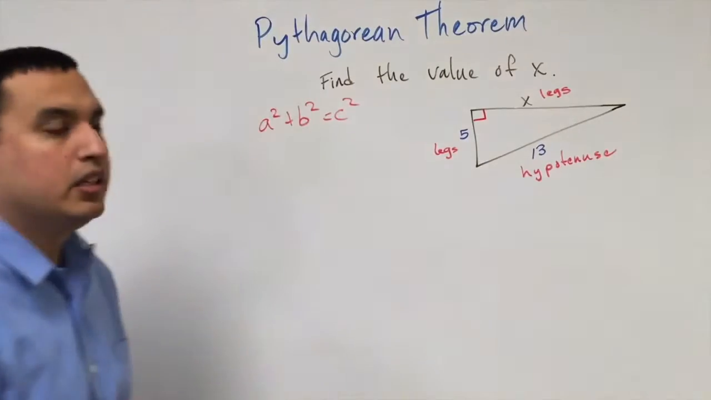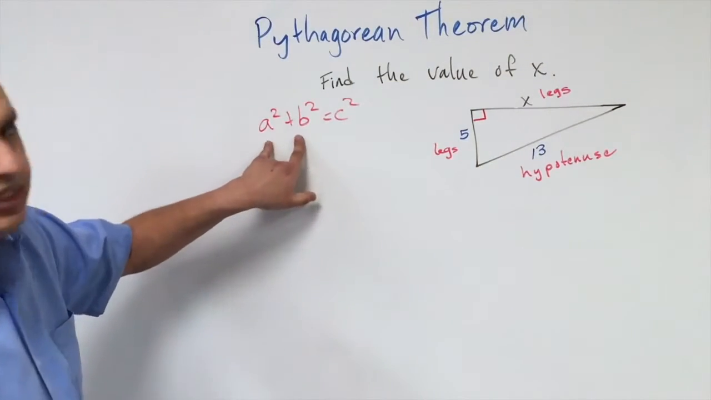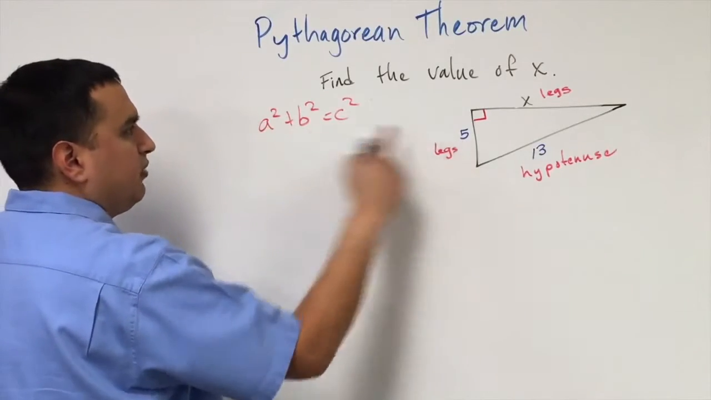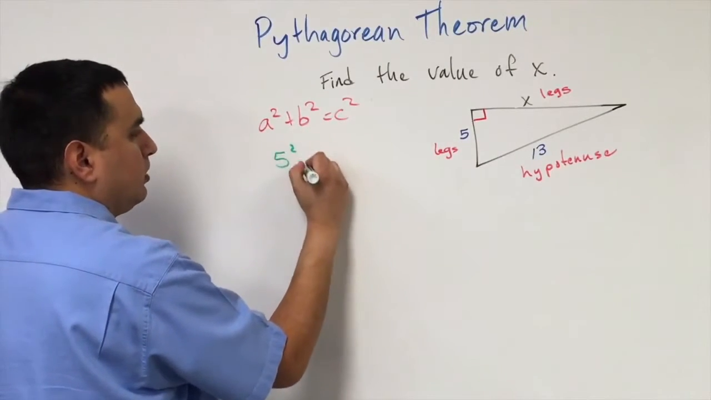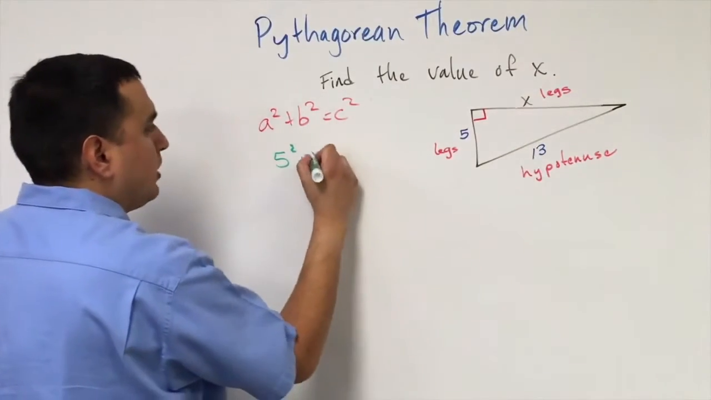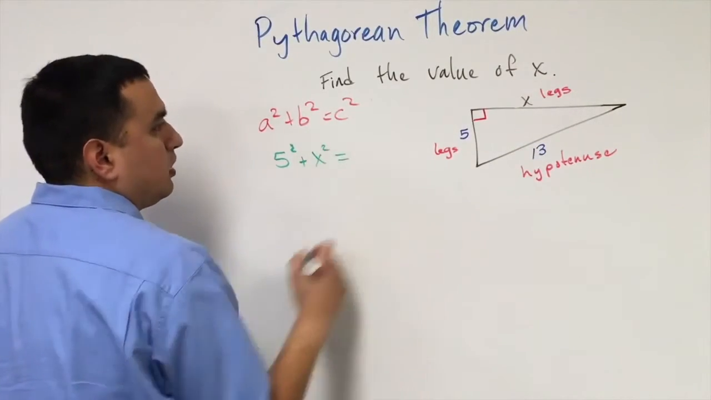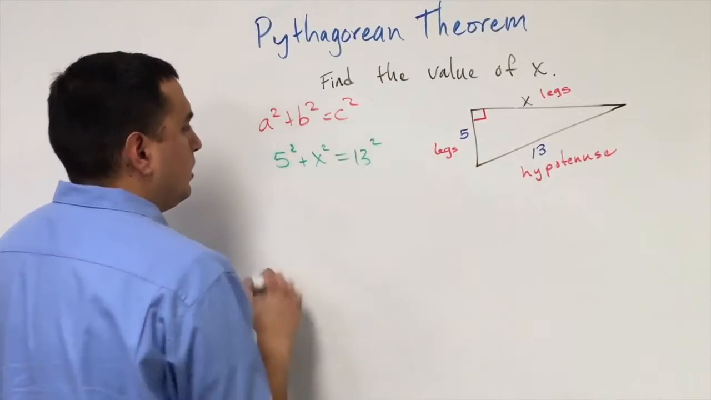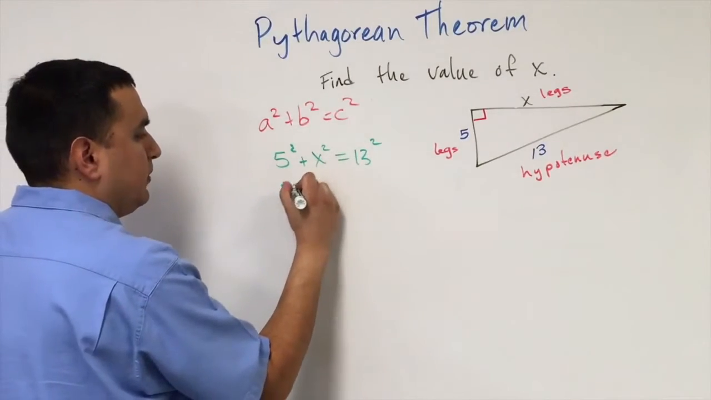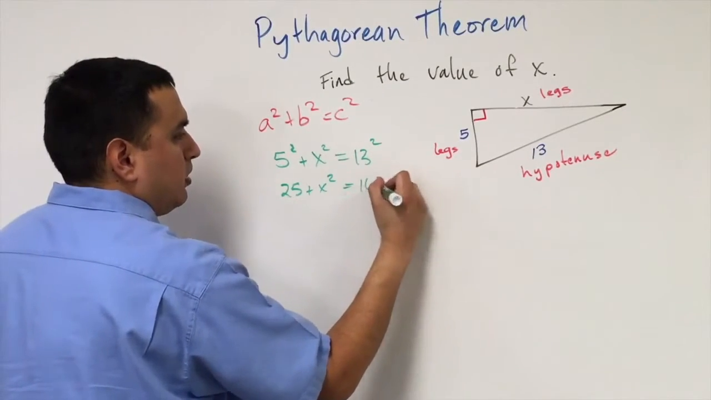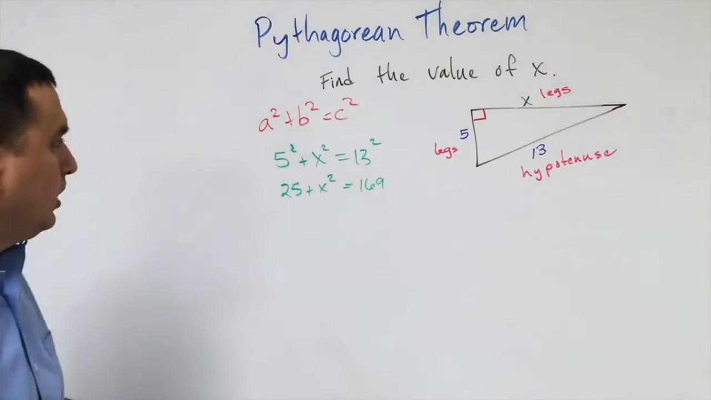Now, for the legs, it doesn't matter which one's a, which one's b. We'll have our 5 be the a, so that's going to be 5 squared plus b squared, which in this case is going to be x, the value we're looking for. And then my c is the hypotenuse, which is going to be 13 squared. 5 times 5 is 25. 13 squared comes out to 169.